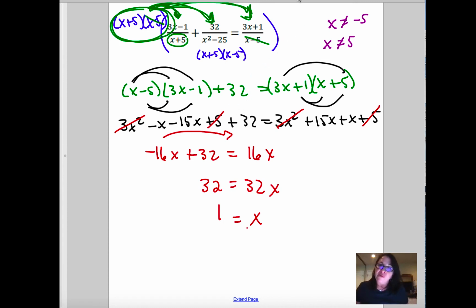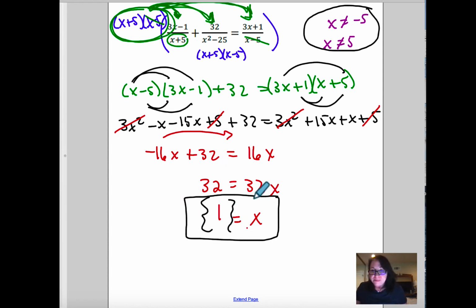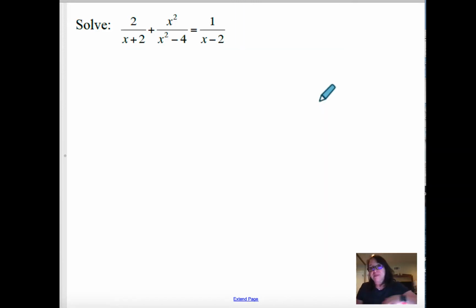But again, before I do anything, I'm going to check my solutions and make sure that I'm not going against any of my restrictions. My restrictions, the values of x that it cannot equal, are -5 and 5. So x is equal to 1. We are set, and that's my answer. And you absolutely, totally check your work. You can plug in x: 3 plus 1 is 4, 4 over -4 is -1. Does this equal this? And check it that way.